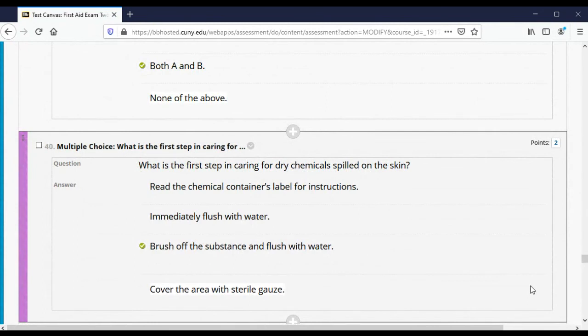What is the first step in caring for dry chemical spilled on the skin? Dry chemical. That's to brush the substance off and then flush with water. The powdery substance can cause burning in itself, but some powder chemicals become activated and really cause a burning mechanism if they initially contact water. Things like lye, which is used in dry cleaning, is a perfect example.